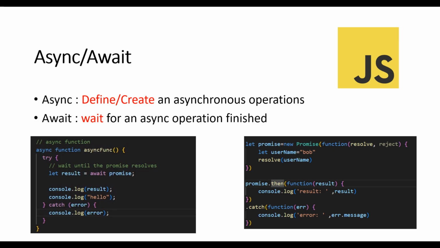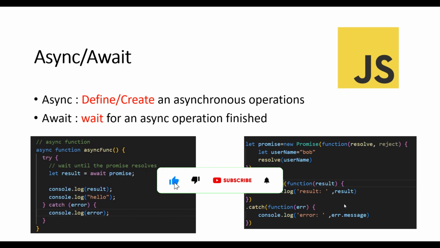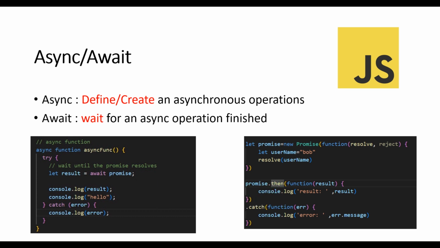Hello everyone. In today's video, we're going to learn async and await keywords in JavaScript. As you can see on the image, the async keyword allows us to define an asynchronous operation. And we also have an await keyword, which waits for the result of an asynchronous operation.